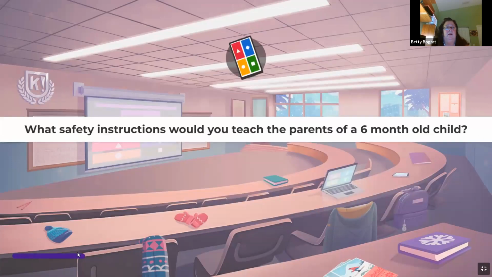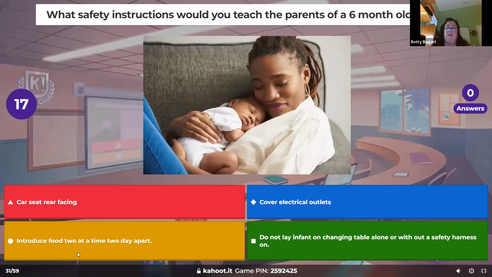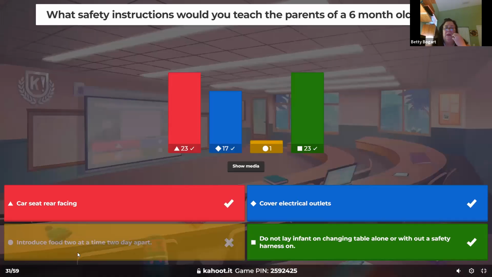A multi-select. What safety instructions would you teach the parents of a 6-month-old child? Well, safety depends on what they're able to do, right? So what would you be concerned about the most? So you want the car seat rear facing, you're going to cover those electric outlets, especially if they're crawling. But I think most important of all, if they're on a couch or on a changing table, have them strapped in. They will roll off, because they should be able to roll over by 6 months old. Good job.